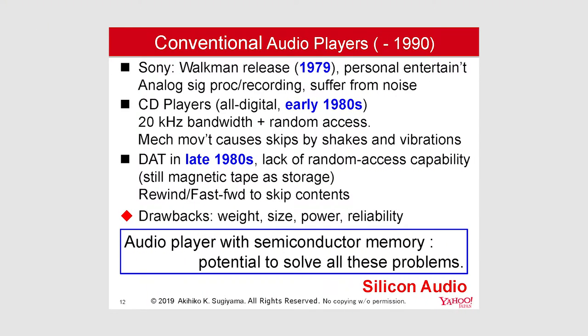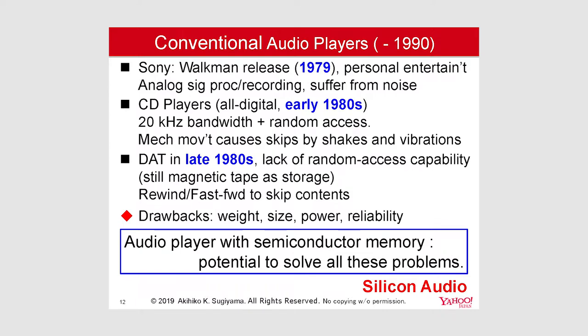Okay, let's look at conventional audio players up to 1990, long time ago. So there was Sony Walkman. Walkman was released in 1979. It was a personal entertainment system based on analog signal processing and analog signal recording. So it suffered from noise. That was the system in old days.